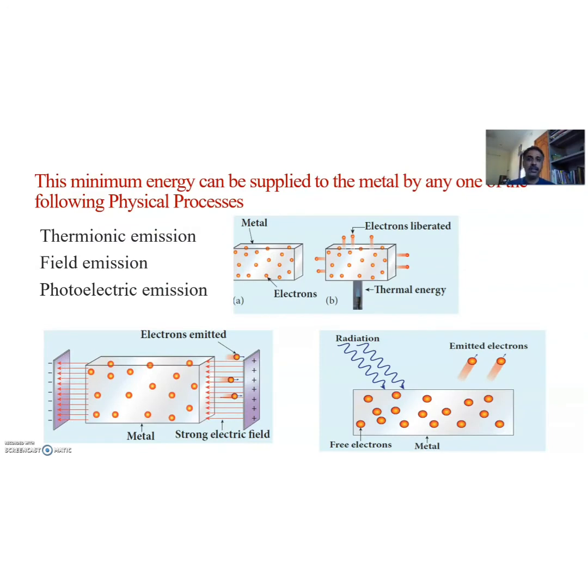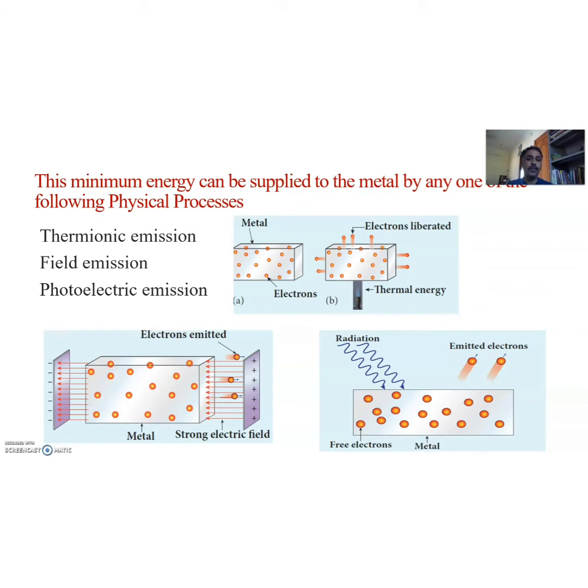This minimum energy, that is the work function energy, can be supplied to the metal by any one of the physical processes. The physical process can be a thermionic emission, it can be a field emission, or it can be a photoelectric emission. Thermionic emission is when you heat a metal or when you supply a thermal energy to the metal, the free electrons gain sufficient energy in order to overcome the work function, and they escape out of the material, liberated from the material. And this you call it as the thermionic emission.